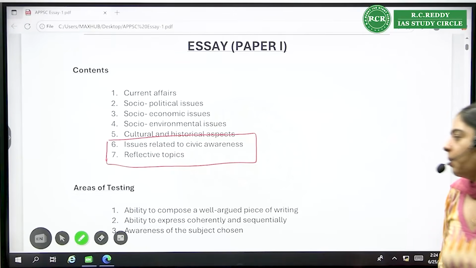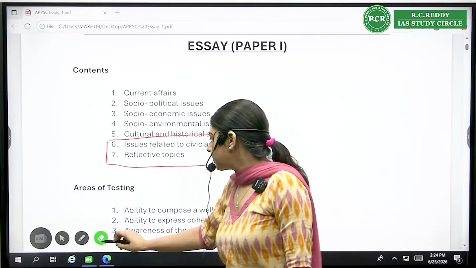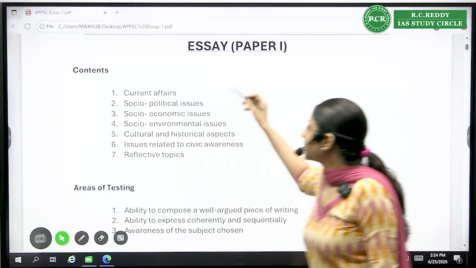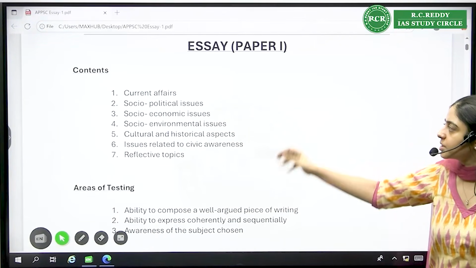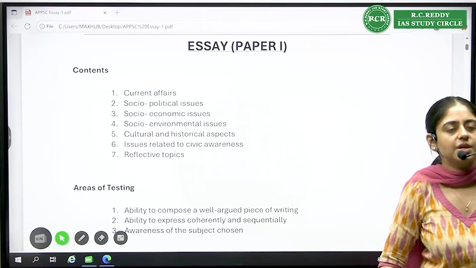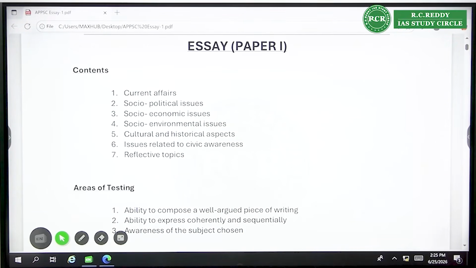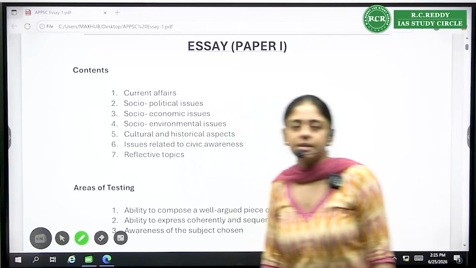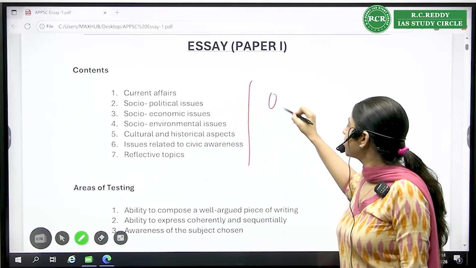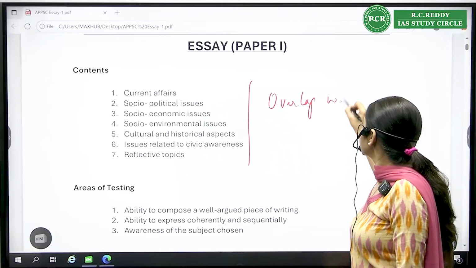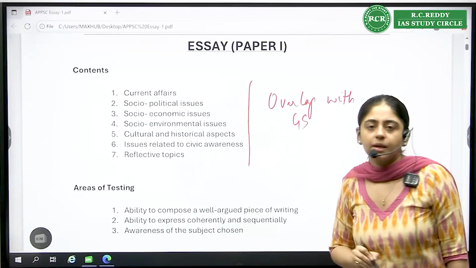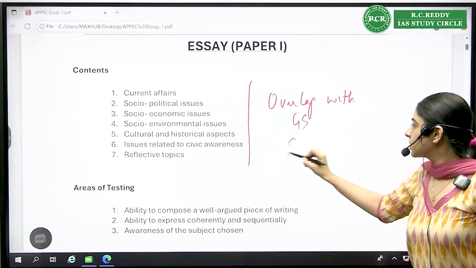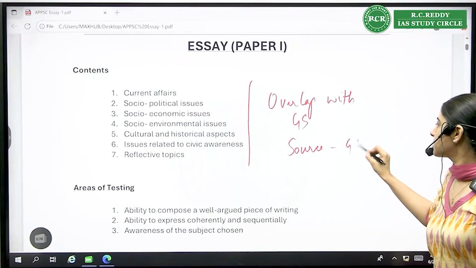So now your job from now onwards is that if you're reading newspaper, you come across any news article which is related to either socio-political issue or general current affairs or environment or science and tech also, you keep on collecting some material about it, right? Because the topics with which they are testing your essay skills have an overlap with your other GS syllabus. So a takeaway from here is that source remains your GS knowledge.